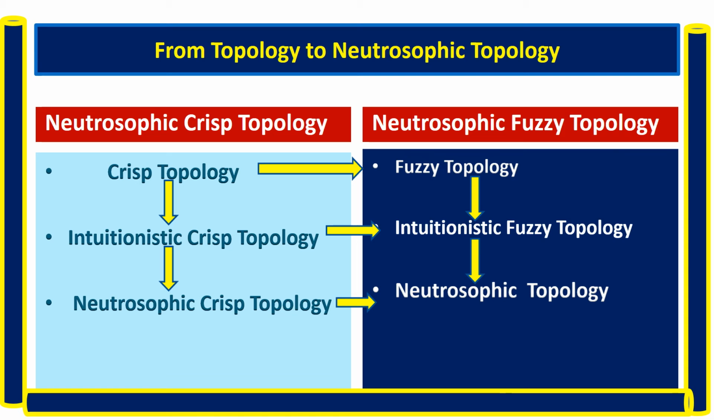From the crisp topology to intuitionistic crisp topology and Neutrosophic crisp topology. Neutrosophic crisp topology is a generalization of intuitionistic crisp topology and crisp topology. Neutrosophic fuzzy topology: from fuzzy topology to intuitionistic fuzzy topology to Neutrosophic topology. Neutrosophic topology is a generalization of intuitionistic fuzzy topology and fuzzy topology.